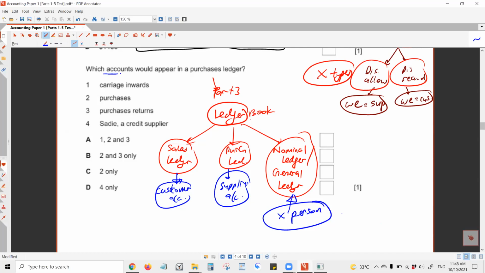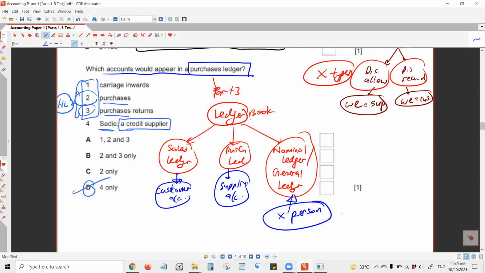First one, it's asking you which accounts appear in the purchase ledger. So the purchase ledger should contain suppliers' accounts only. What is the common mistake made by students? They choose this because they see the word purchases. No. These 2 and 3 belong to the nominal ledger section because they are not a person's name account. And the same goes for the first one. The first 3 of them belong to the nominal ledger section. Last one, a supplier. So a supplier account appears in the purchase ledger. Answer is D. Okay, 5 to 10 seconds, then I move on to the next one.